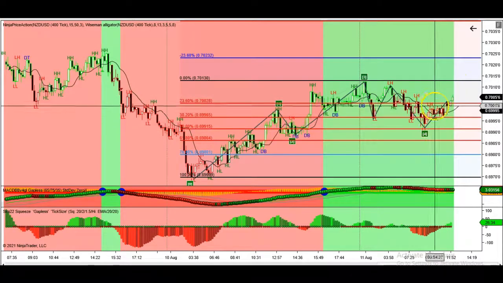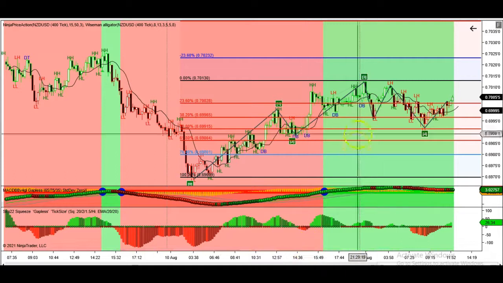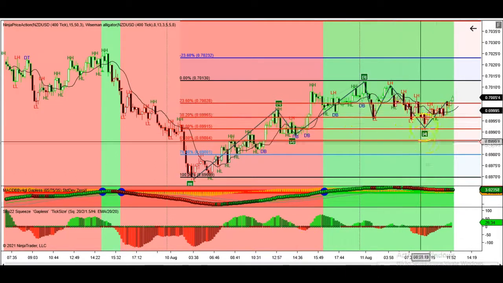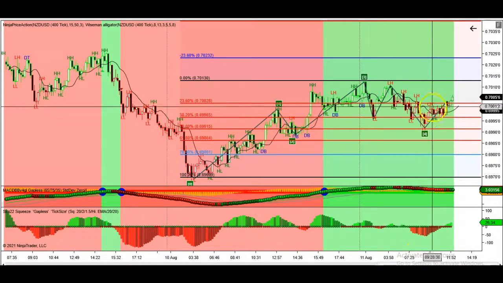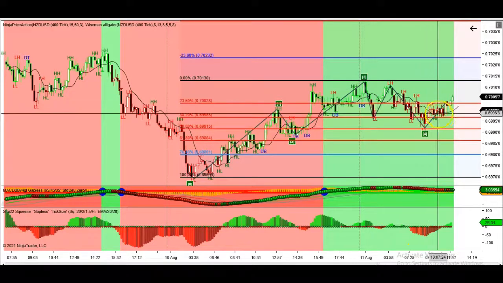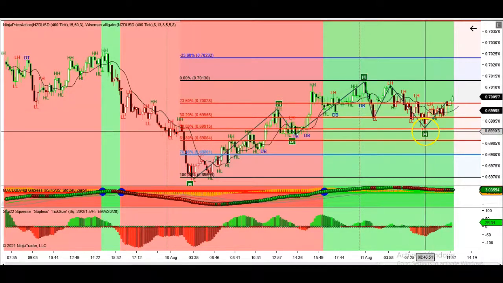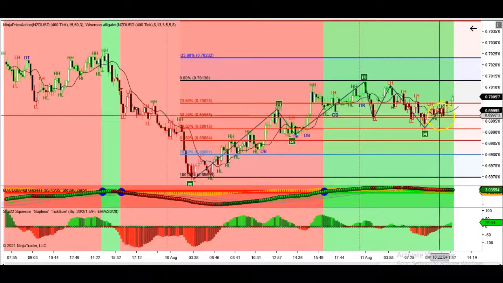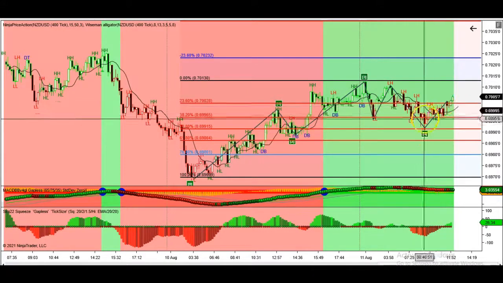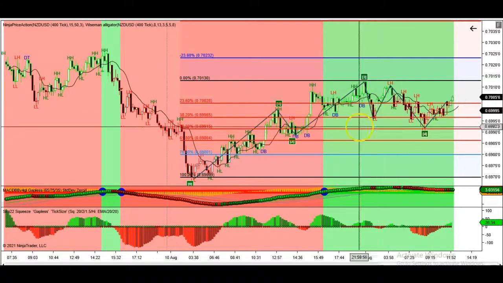Okay, but inside there is our pattern. You can see ABC down, then W, but the W you have to look at it. You see the lower high there that made the higher low, the lower low, lower high, higher low. That is your W pattern.